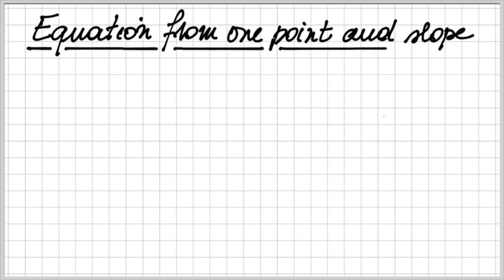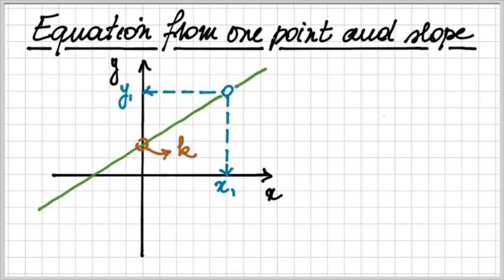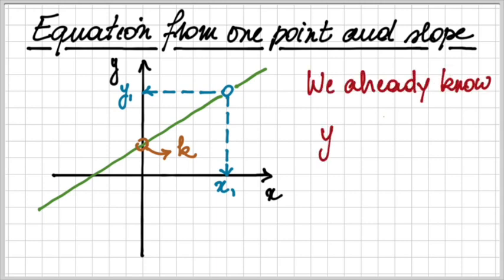So let's start with the equation. And now we have 1 point and the slope of the line. So when we look at the x and y plane, we have the point x1, y1, and the intercept k. We know the slope, so we have already one part of the equation, y is mx plus k, and in this case we don't have to calculate m, we already know m.